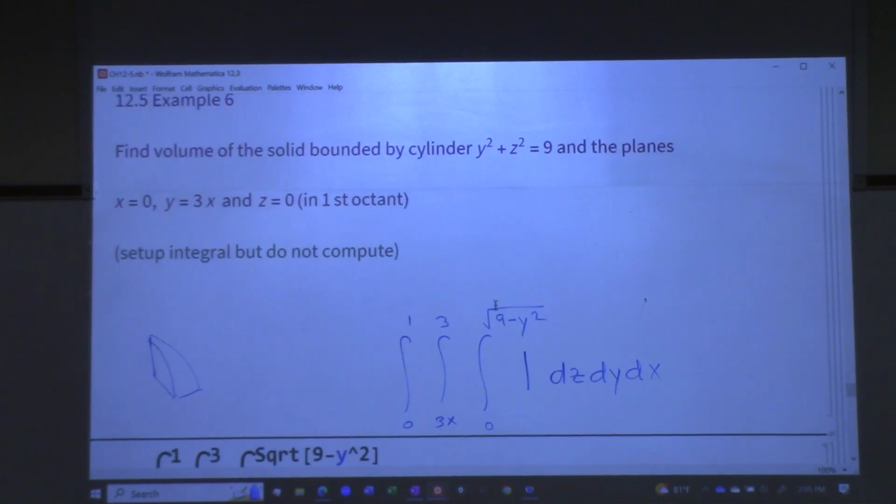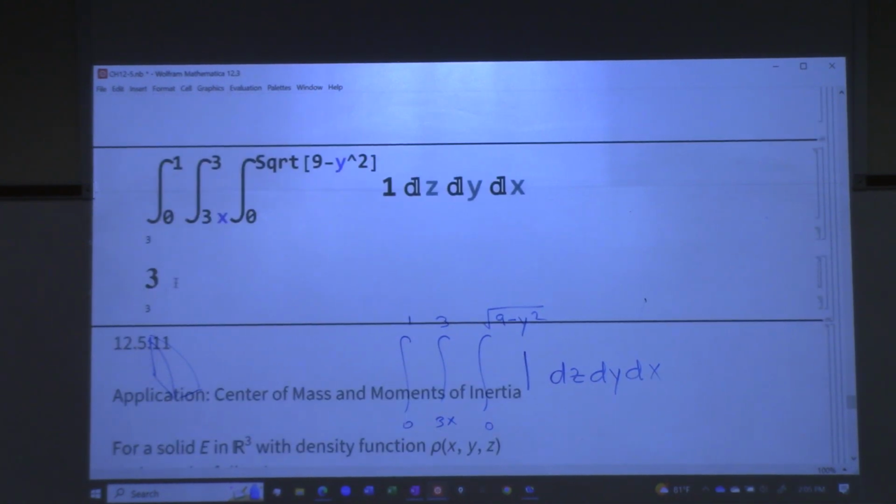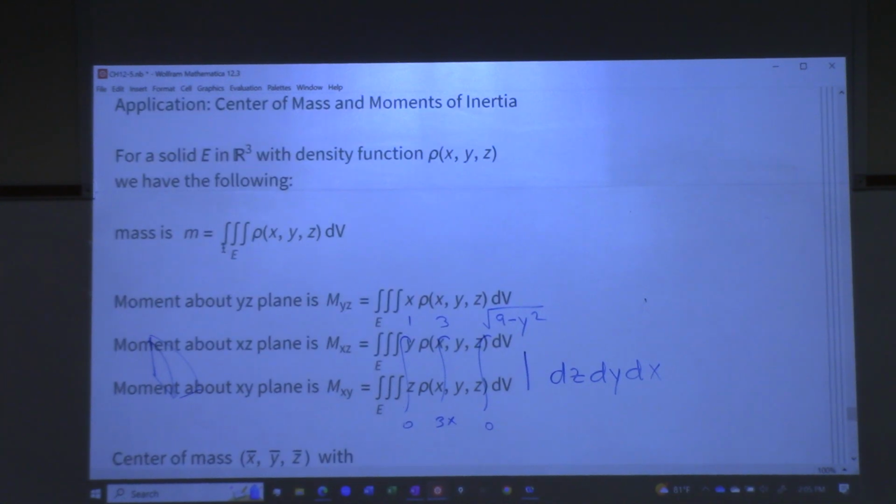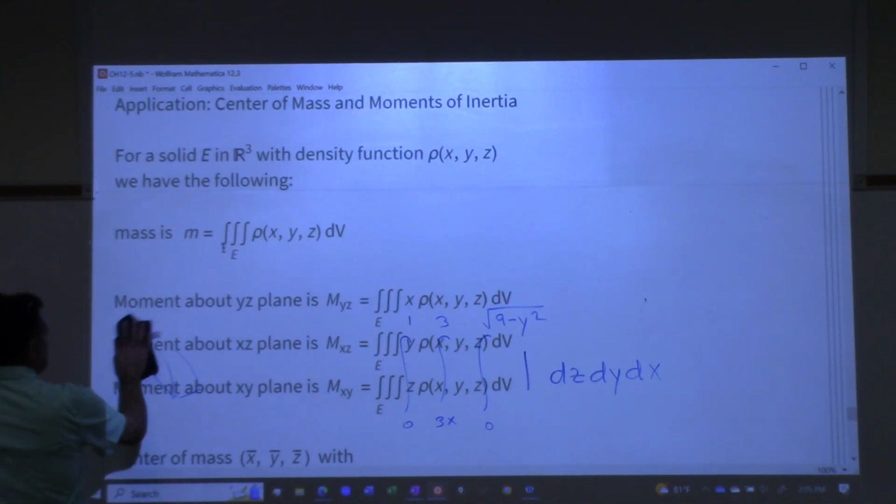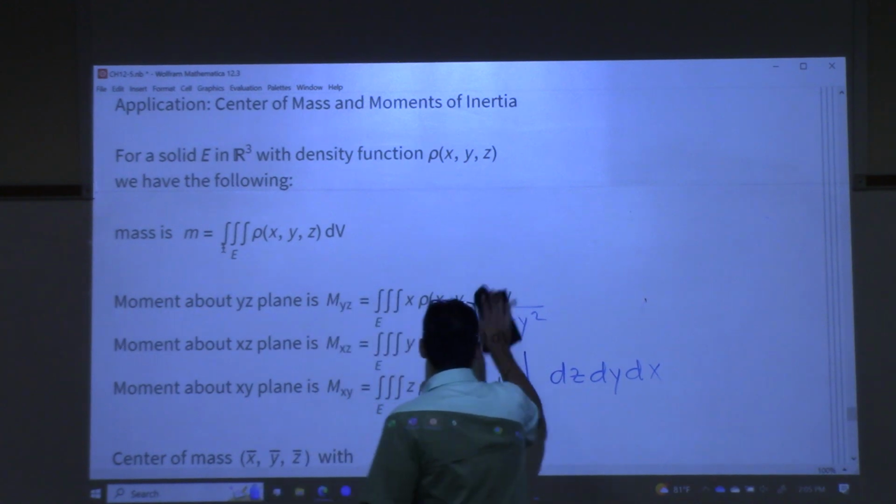I did it on the computer. Okay, so this is it, and we get 3. All right, I'm not going to go into detail about this, but I will at least present it to you. We're not going to do any examples.